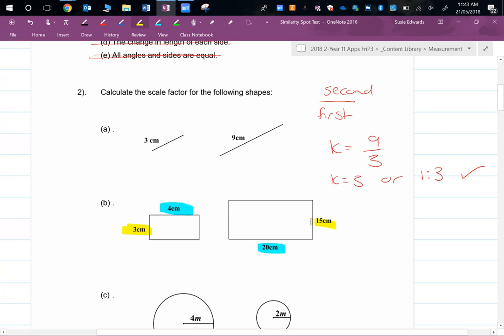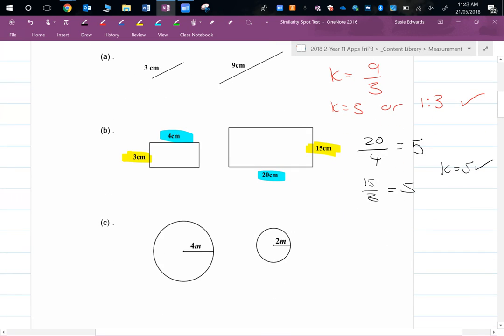I would really highly recommend, because it's all about similarity, you take in at least 3 different coloured highlighters to your test to be able to get those connections. All right, so you could have gone 20 divided by 4, second number divided by the first number, which is 5. So K equals 5. Or you could have said 15 over 3 equals 5. So K equals 5. It's just worth 1 mark.